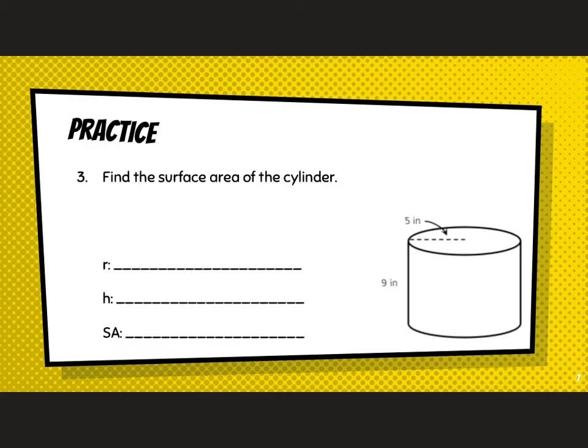So number 3, I'm looking for the surface area of the cylinder. My radius is this 5 inches right here. The height is the 9 inches on the side. And then my formula is 2 pi times 5 times 9 plus 2 pi r squared.